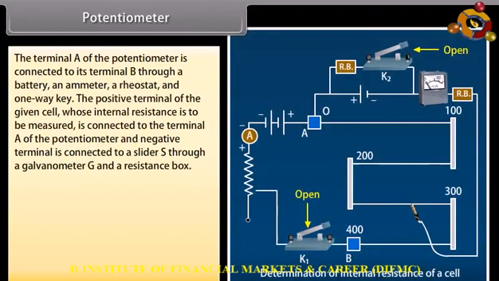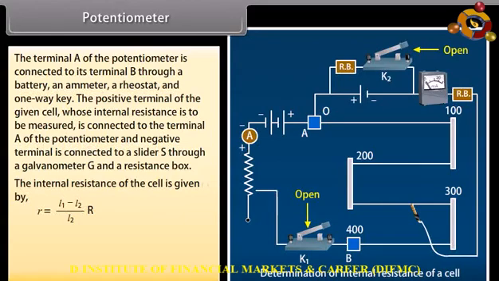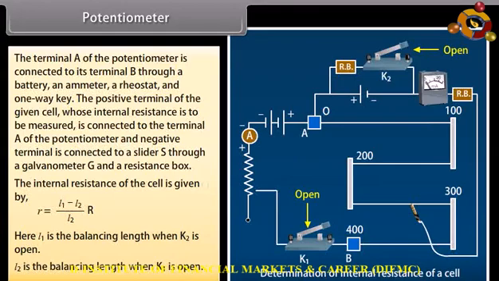The terminal A of the potentiometer is connected to its terminal B through a battery, an ammeter, a rheostat, and a one-way key. The positive terminal of the given cell, whose internal resistance is to be measured, is connected to the terminal A of the potentiometer, and negative terminal is connected to a slider S through a galvanometer G and a resistance box. The internal resistance of the cell is given by r is equal to (L1 minus L2) upon L2 multiplied by R. Here, L1 is the balancing length when K2 is open. L2 is the balancing length when K1 is open.